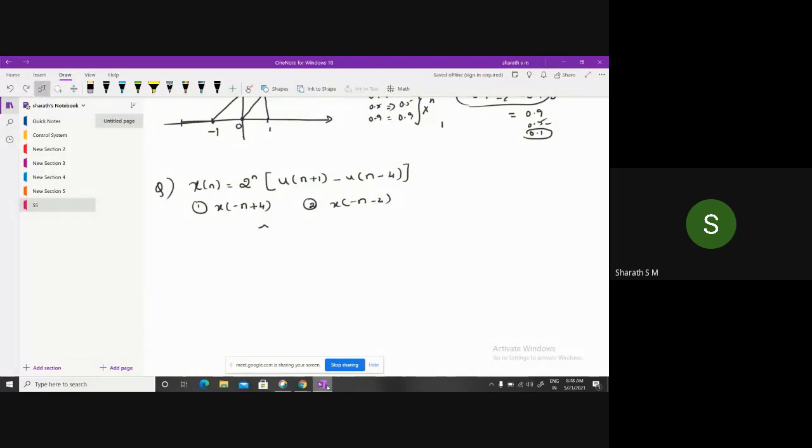Write the question. x of n equals 2 power n u of n plus 1 minus u of n minus 4. Sketch x of minus n plus 4, and second one x of minus n minus 2.